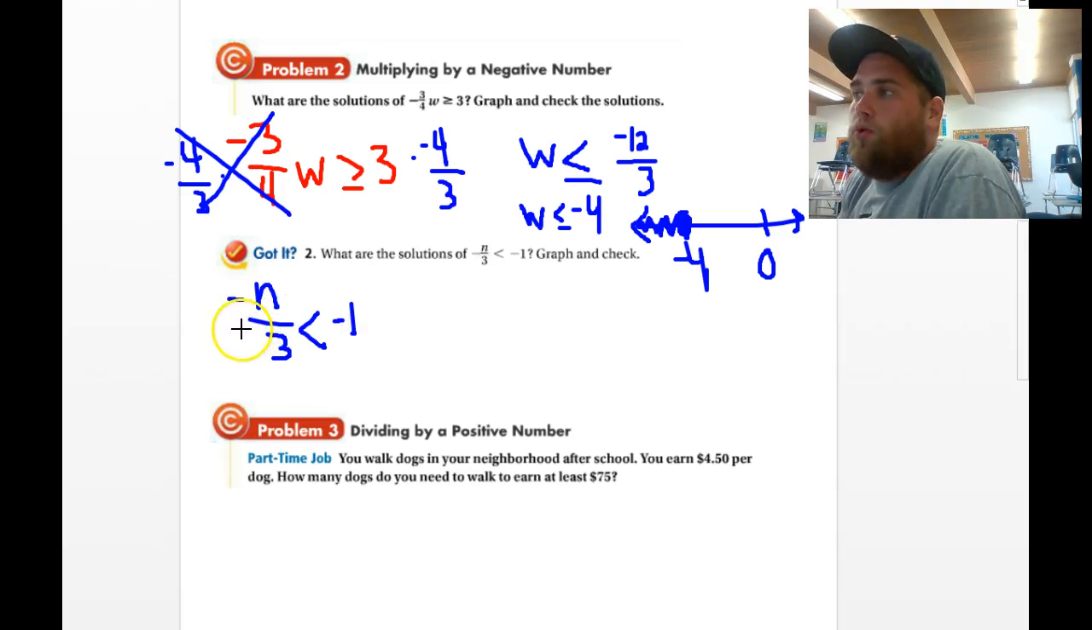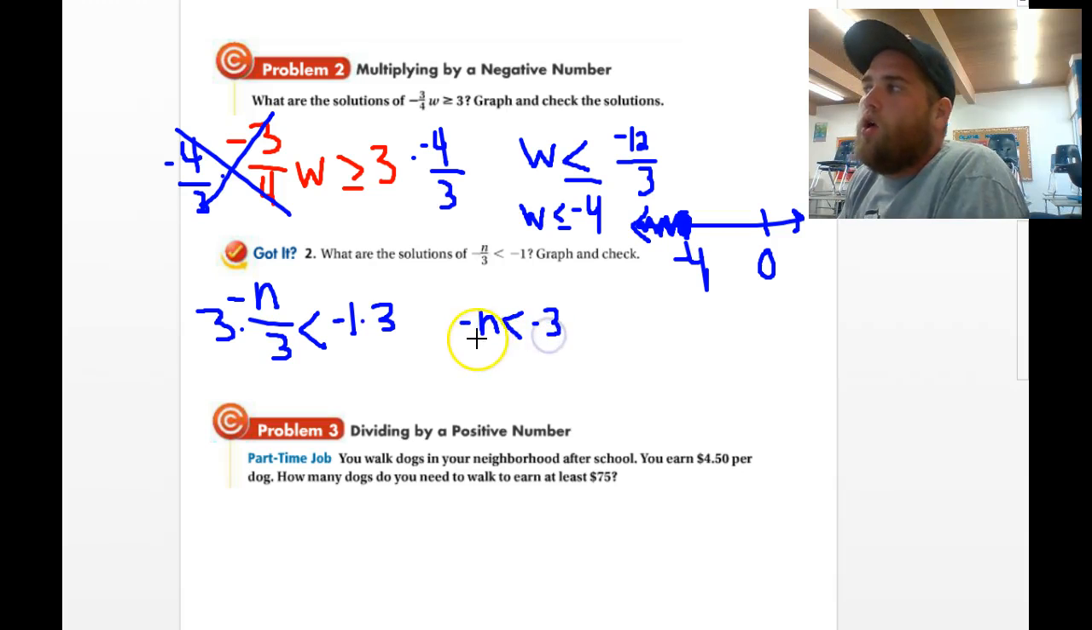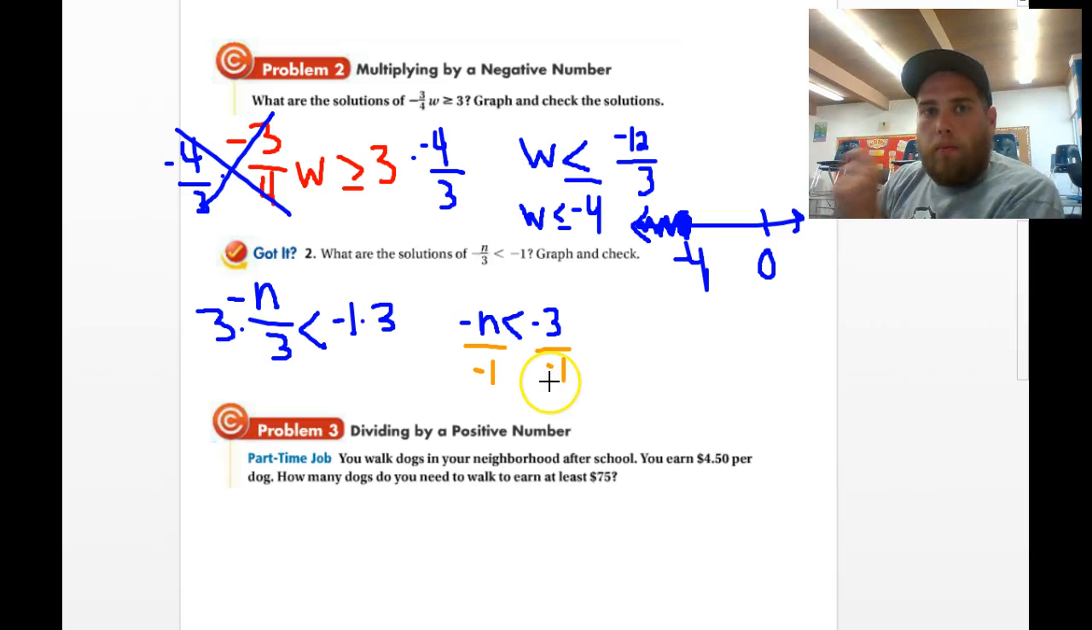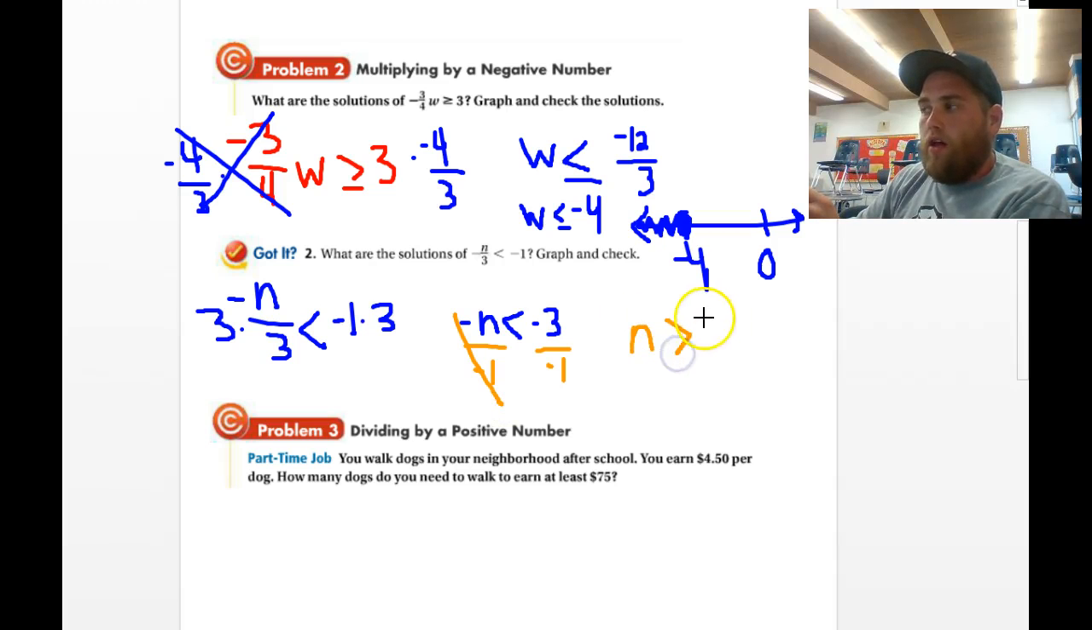So I can multiply both sides by 3. So I have -n is less than -3. Okay, well, I want to get rid of my negative sign. In order to do that, I have to divide by -1. And when you divide by a negative, you flip your sign. So my negatives go away, and I have n is greater than 3.